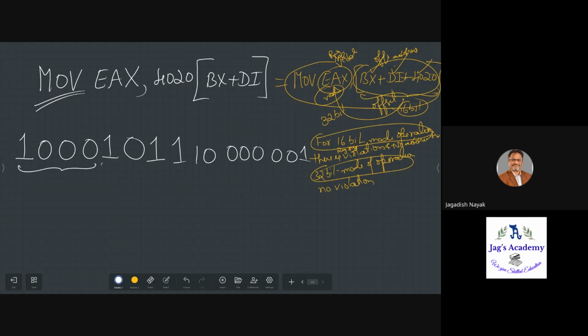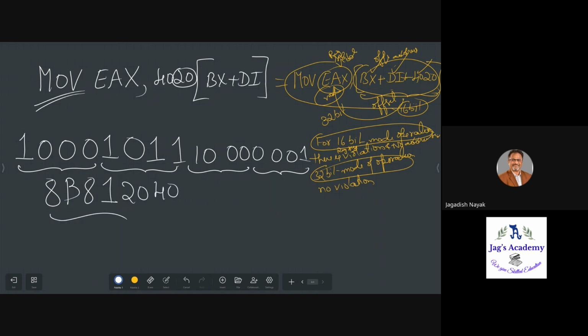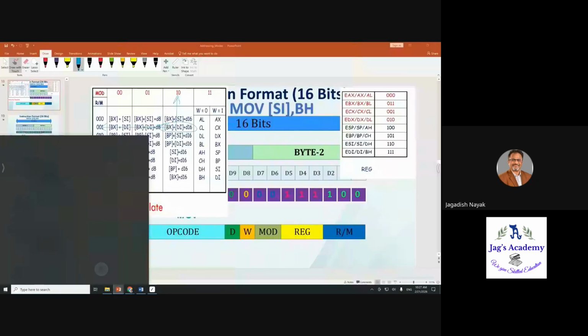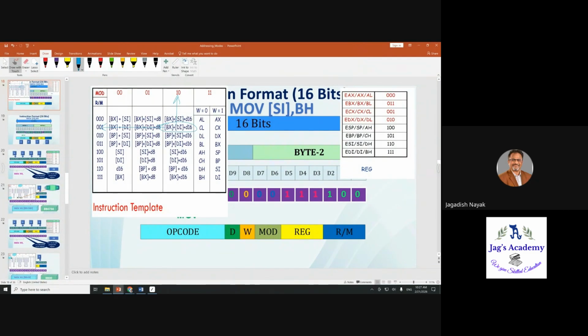You make a group of 4 bits. It is 8 and 1. Is it over? No, you put the lower byte, 2040. It is not over. You have to put the violation prefix. Here, there is a violation of only register size. So for register size violation, the prefix you have to put is this one.